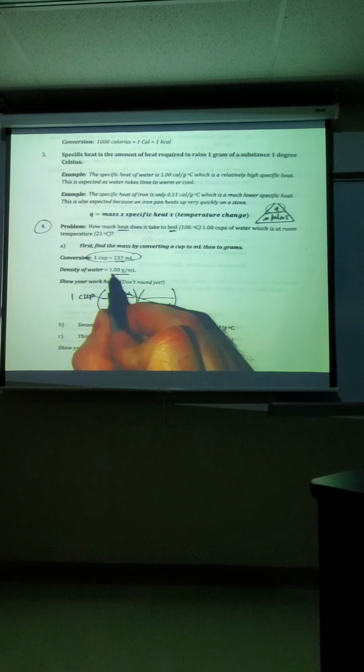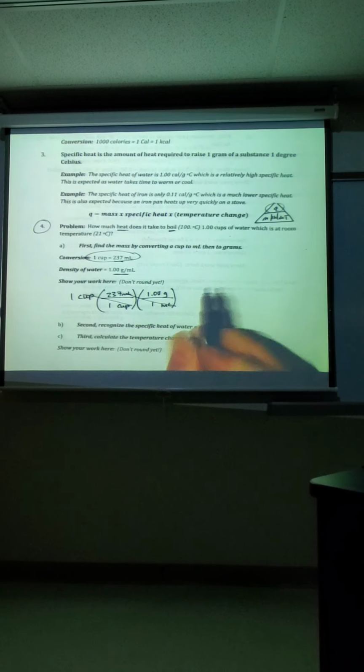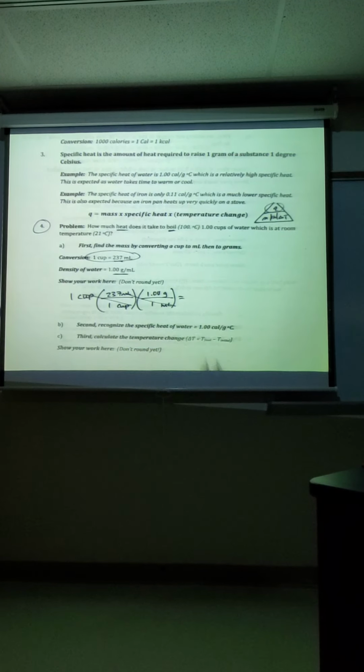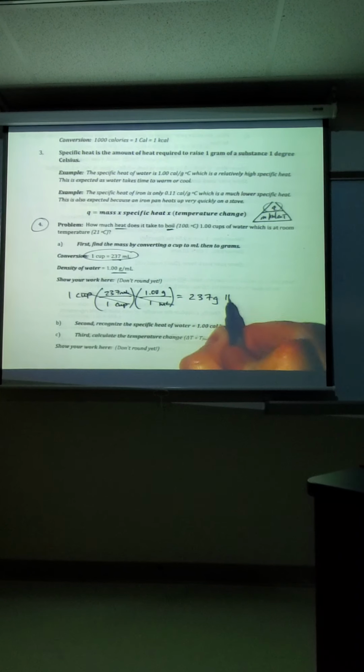Milliliters cancel by being in the numerator and the denominator. And notice we have 1 gram per 1 milliliter. So we multiply 1 times 237 times 1 divided by 1 divided by 1 doesn't really change anything at all. We get 237 grams of water.